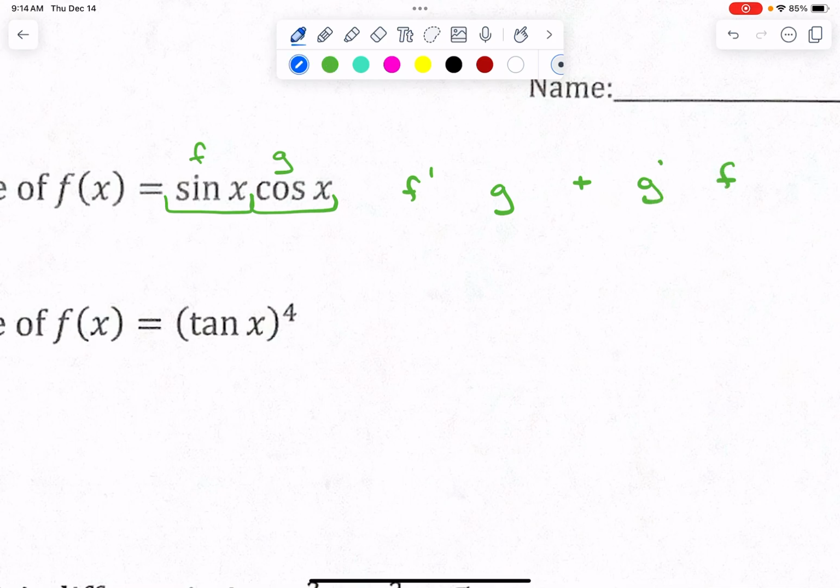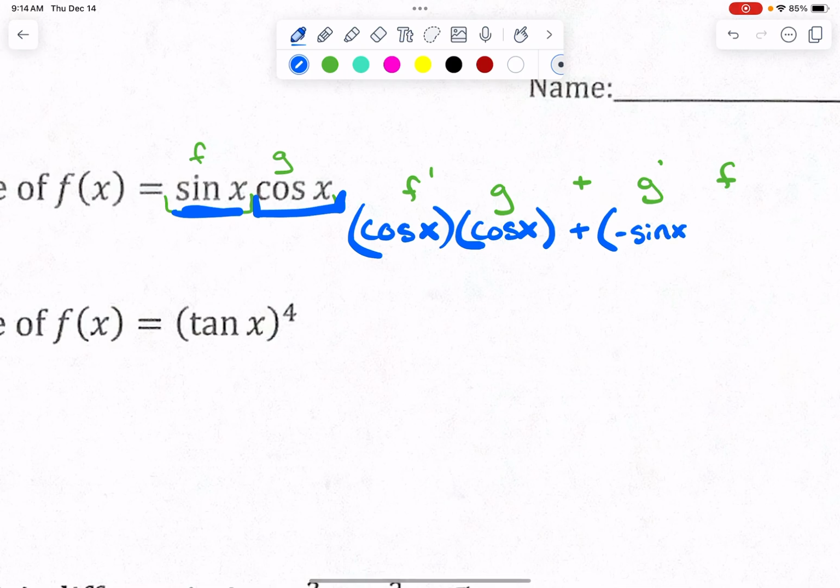Okay, f prime is the derivative of sine. The derivative of sine is cosine of x. Then g stays cosine x. Oh, this is nice. I think I know what they're doing. Plus g prime, the derivative of cosine, is negative sine of x. I know what they're doing. No, I don't know what they're doing.